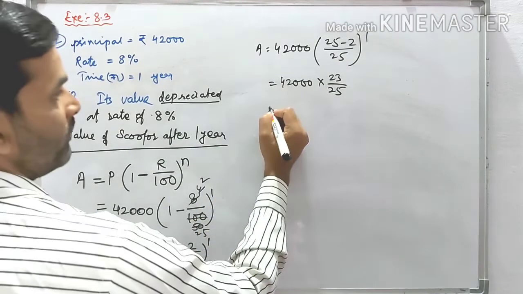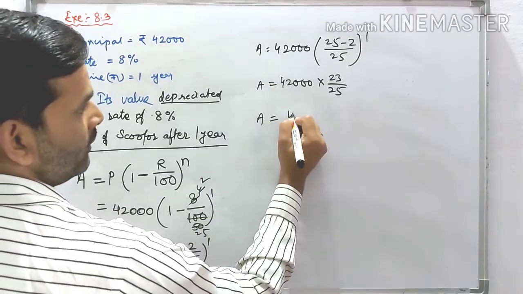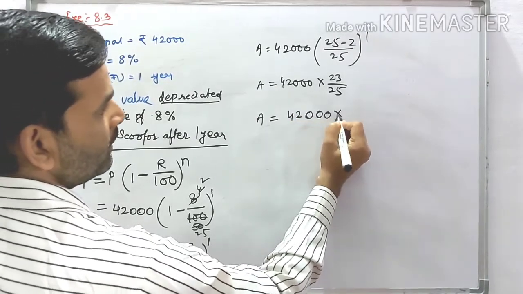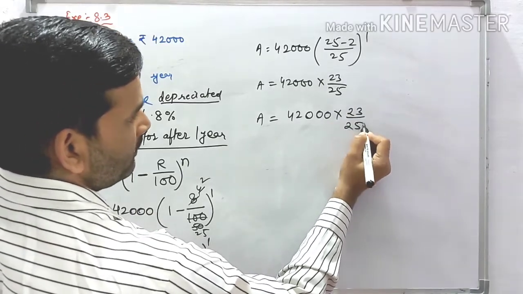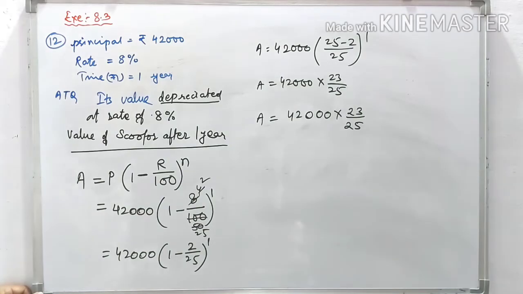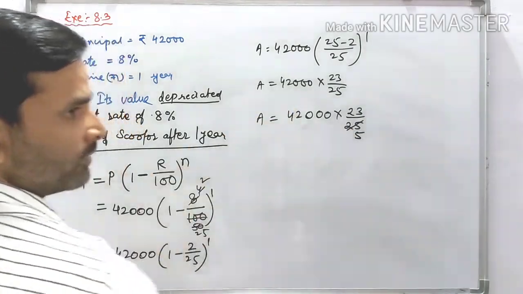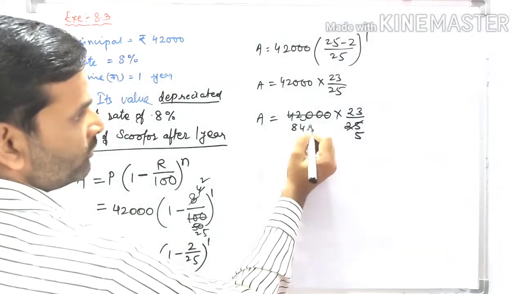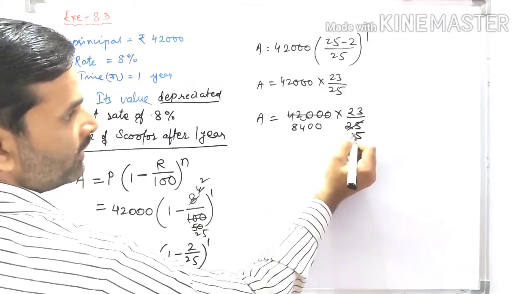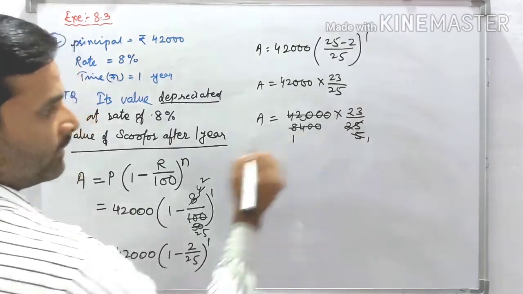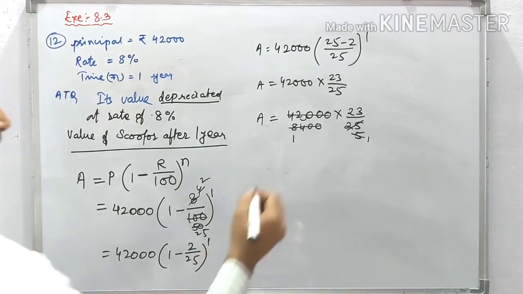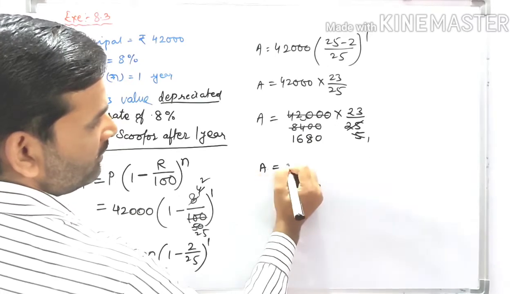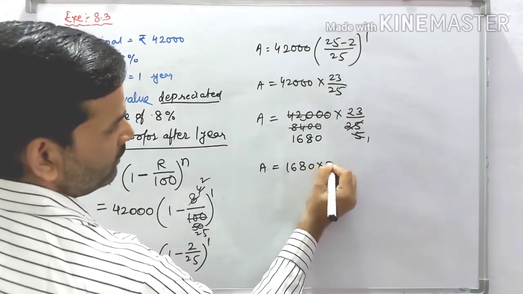Okay, now the value of A, and we solve 42,000 into 23 upon 25. First divide by 5. Then 5 5s are 25, 5 8s are 40 and 2, so 5 4s are 20. Again 5 1s are 5, carry, 5 6s are 30 and 4, that is 0. The value of A is equal to 1680 into 23.